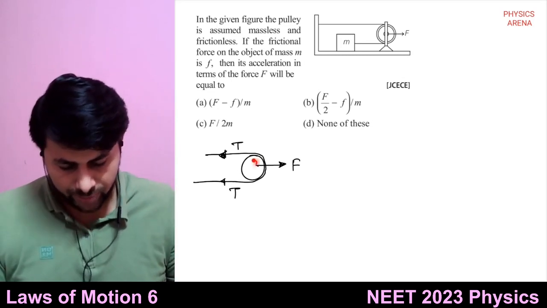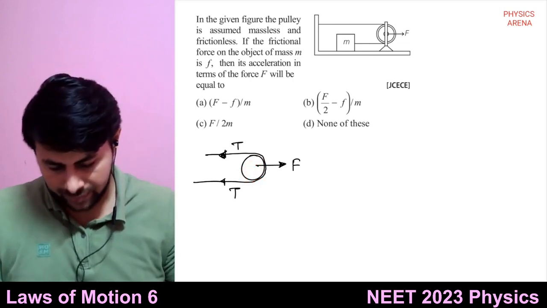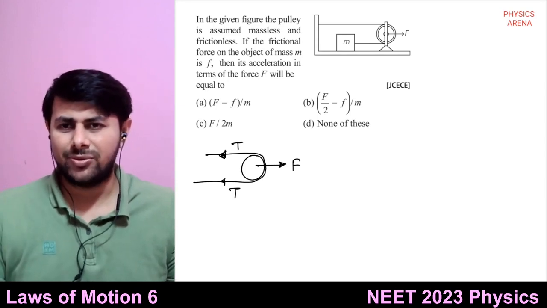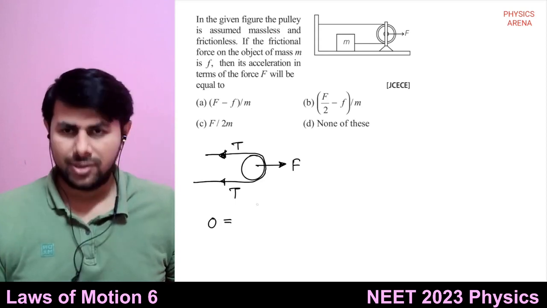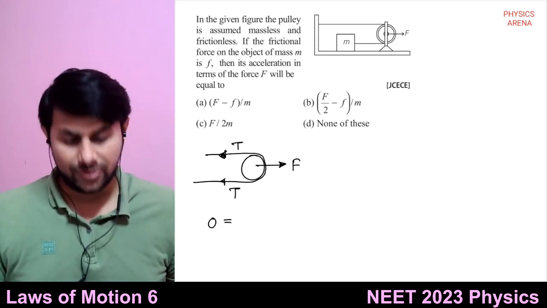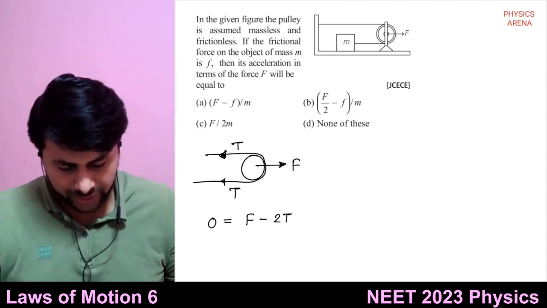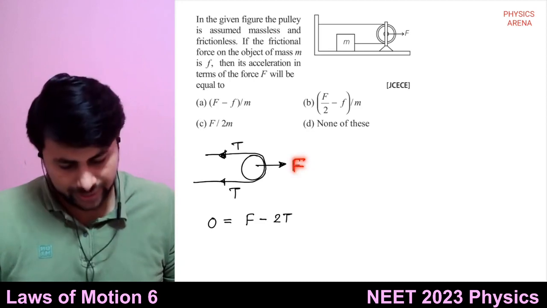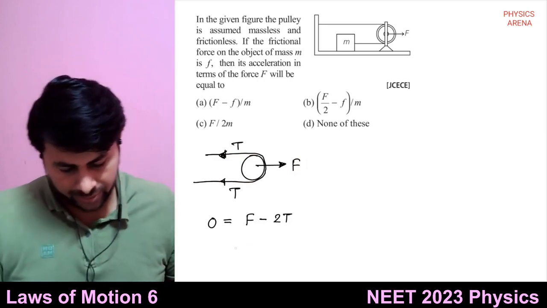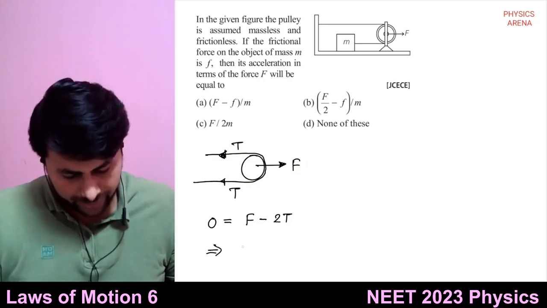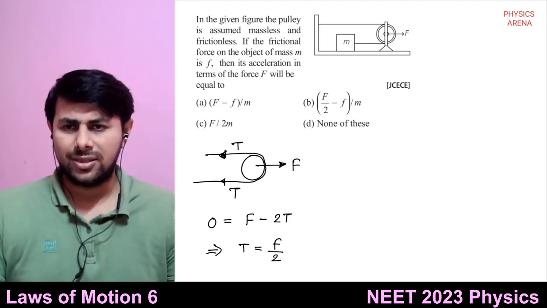Okay, so now the pulley is massless. The pulley doesn't have a mass. So you can say mass times acceleration is equal to what? 0, because the mass is 0, so the net force is 0. So it's equal to F minus 2T. F minus this tension plus this tension, 2T, and therefore you get 2T equals F, or T equals F by 2. You got this? Yes, no?